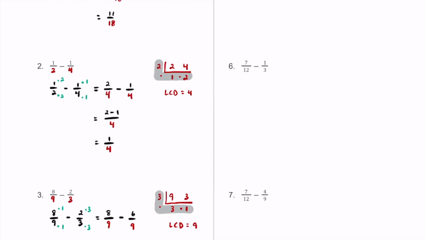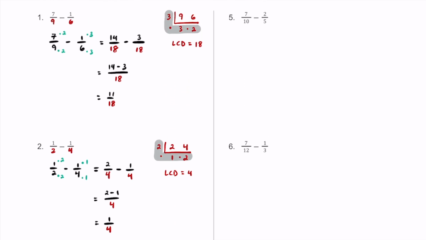Here's number 5. For number 5, we have 7/10, and we're going to be taking away 2/5 here. So different denominators. When do 10 and 5 meet for the first time? Let's go ahead and see and figure that out.